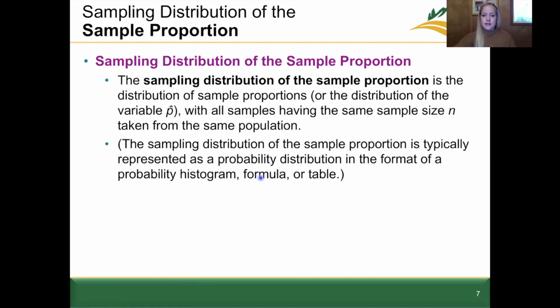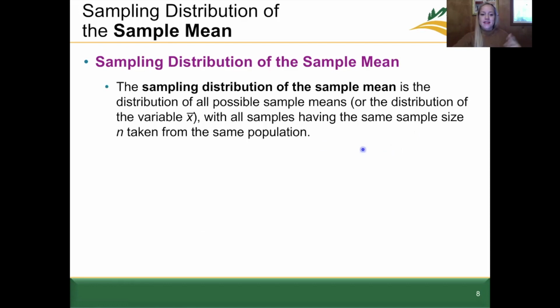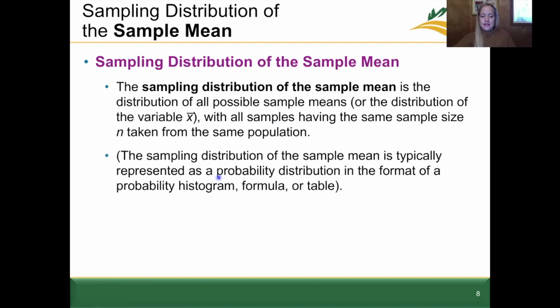So the sampling distribution of the sample proportion is typically represented as a probability distribution, either as a histogram, formula, or a table. Now, the second main category is the sampling distribution of the sample mean. So the first was the sample proportion, the second now is the sample mean. Now, to define this, the sampling distribution of the sample mean is the distribution of all possible sample means, or the distribution of the variable x bar that we've seen before. Again, with all samples having the same sample size n taken from that same population. Here's the same bullet point here, so we're going to represent this usually as a probability distribution.